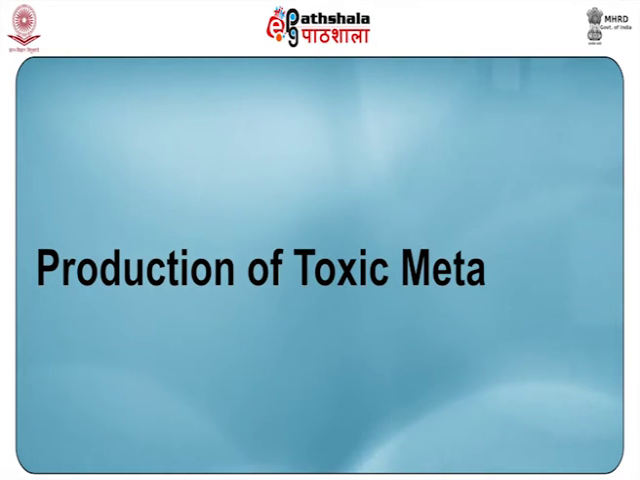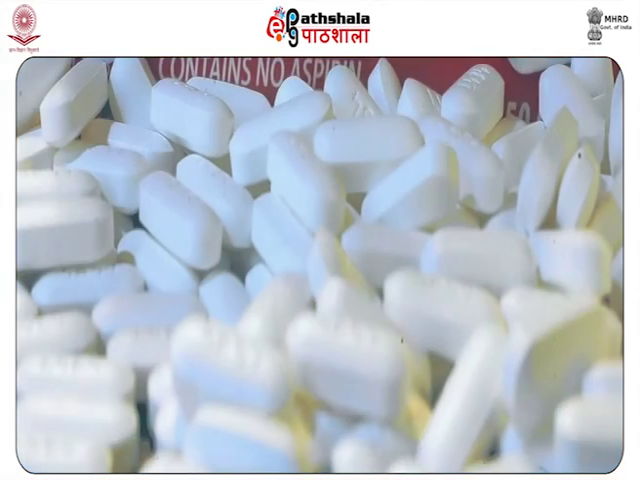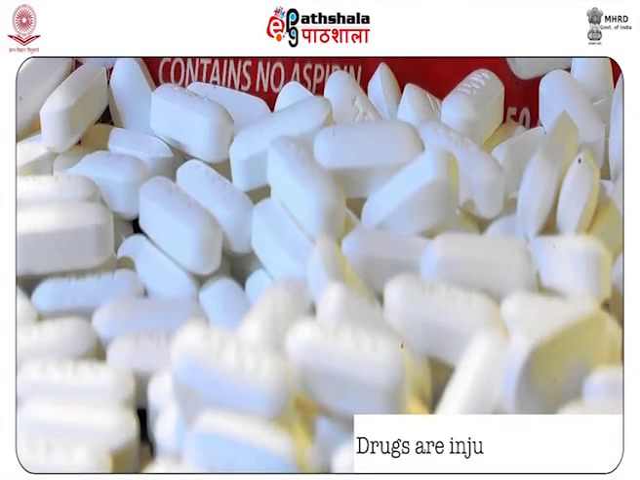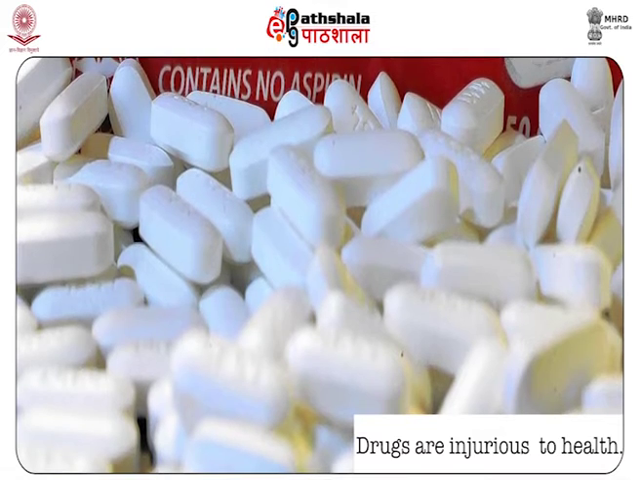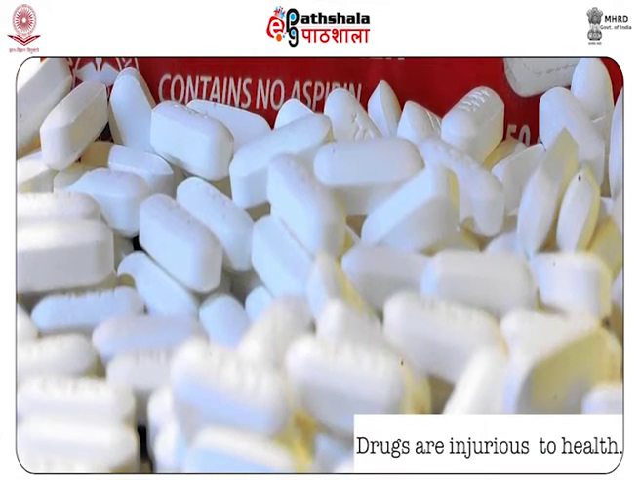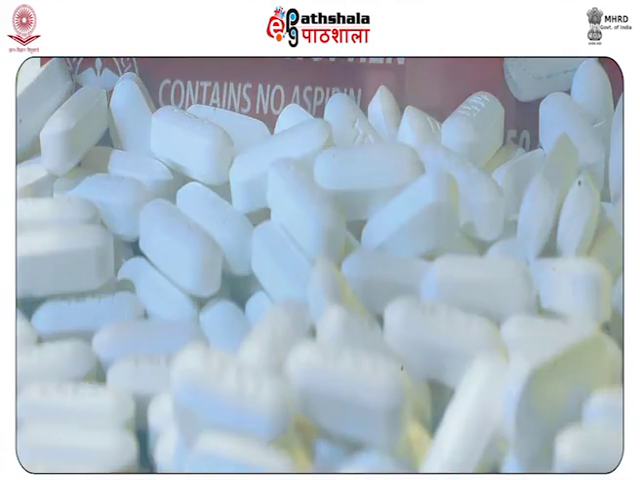Next is the production of toxic metabolites. Virtually all drug molecules are metabolized by the liver and/or other tissues. Sometimes metabolism produces a pharmacologically active metabolite. A drug metabolite can have an adverse effect. A clinically significant example is that of acetaminophen, a commonly used analgesic and antipyretic.